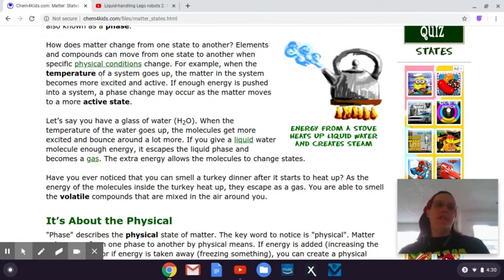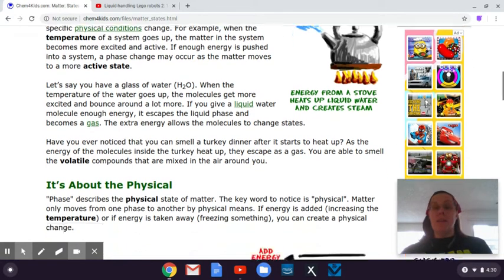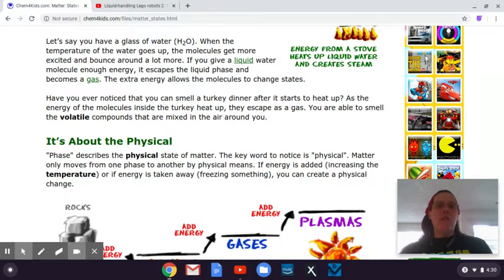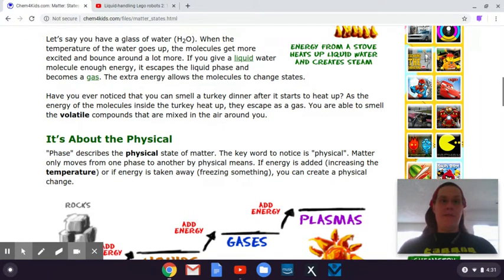For example, when the temperature of a system goes up, the matter in the system becomes more excited and active. If enough energy is pushed into a system, a phase change may occur as the matter moves to a more active state. Let's say you have a glass of water. When the temperature of the water goes up, the molecules get more excited and bounce around a lot more. If you give a liquid water molecule enough energy, it escapes its liquid phase and becomes a gas. The extra energy allows the molecules to change.